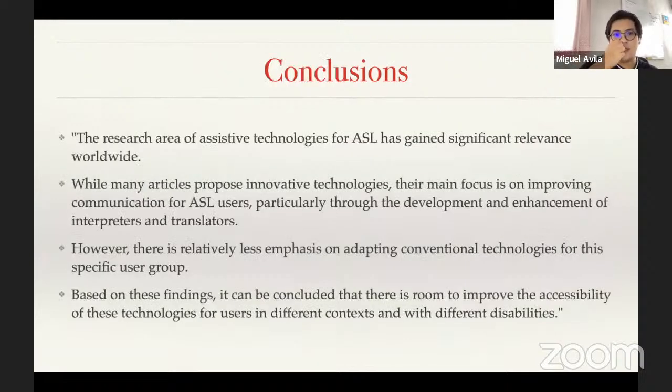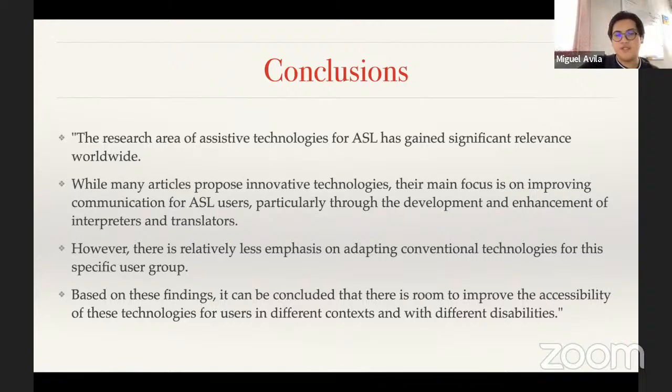Talking about the conclusions, well, while the research area of assistive technologies for ASL has gained significant relevance worldwide, many articles propose innovative technologies, yes, but the main focus is on improving communication for ASL users, particularly through development of enhancement interpreters and translators. And there is relatively less emphasis on adapting conventional technologies for this specific user group.